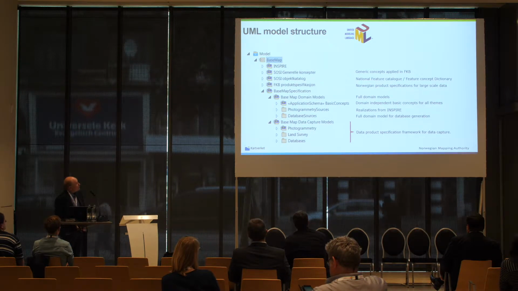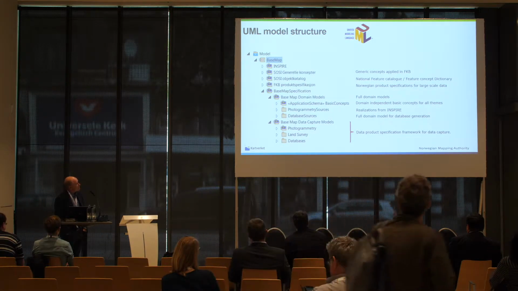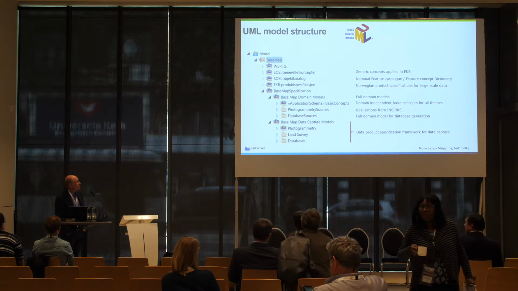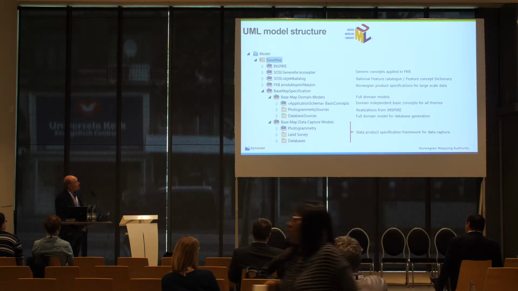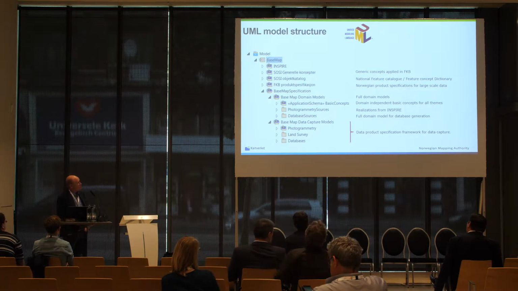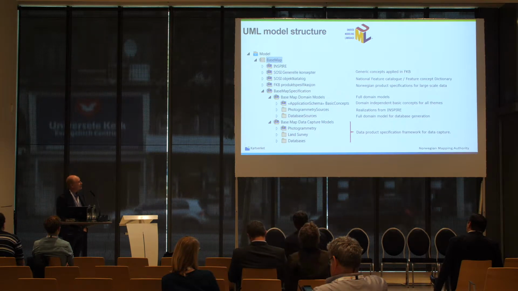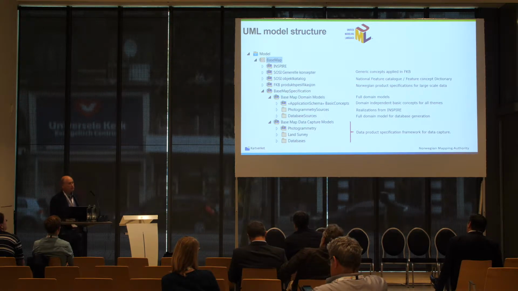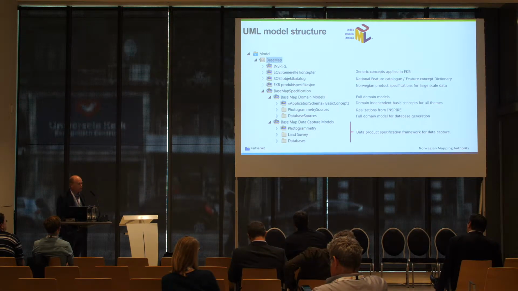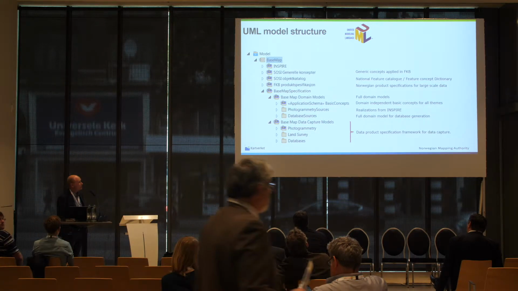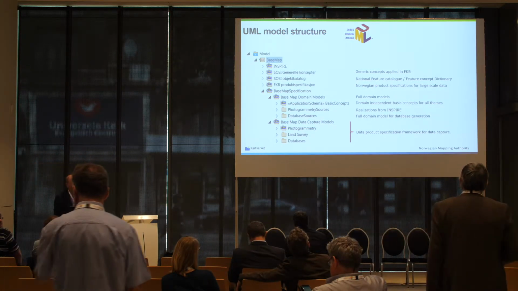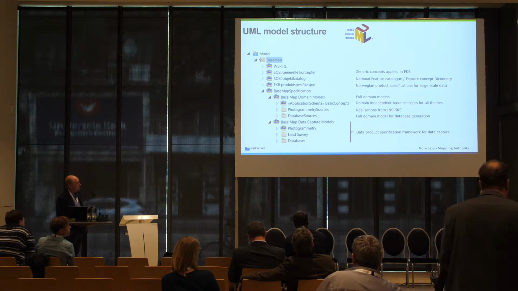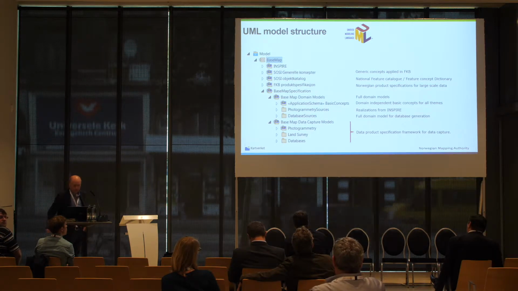So we have the SOSI feature catalog, which is a national feature catalog, a feature concept dictionary. We use part of this in this base map specification. And we have what we call FKB, the Norwegian product specification for large scale. And the base map specification package is split into two. This is for the domain models in general, for generating the database. And we have a specific package for the data capture. And that will be the framework for the product specification for data capture.